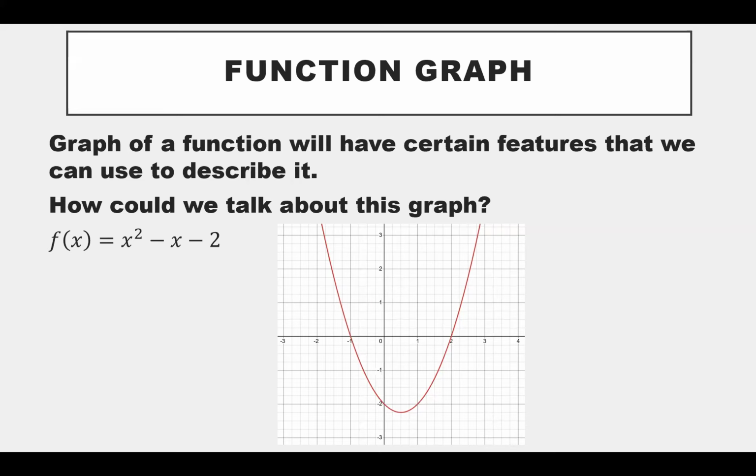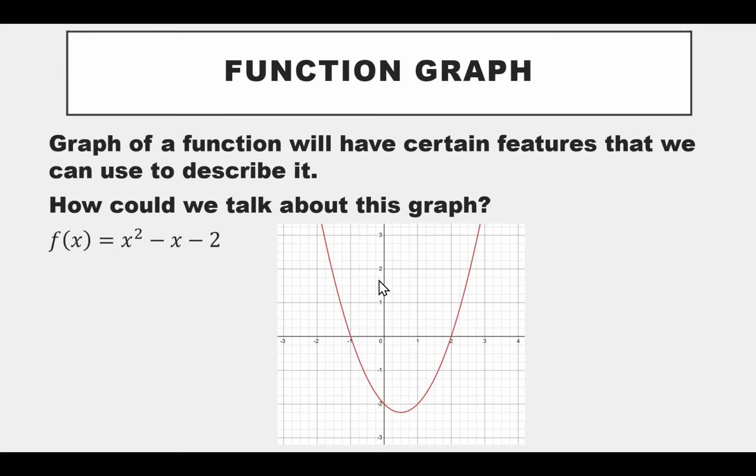Now, if we have a function like f of x equals x squared minus x minus 2, then that function will have a corresponding graph. That graph will have features that we can use to describe it. So here we have this function, f of x equals x squared minus x minus 2, and its graph. What sort of features could we use to describe this graph to another person?